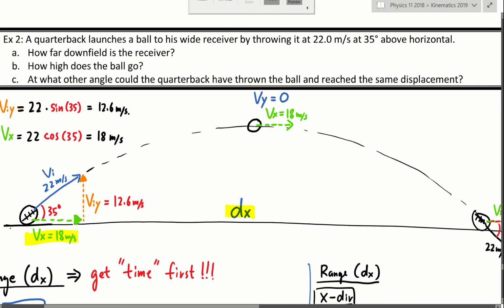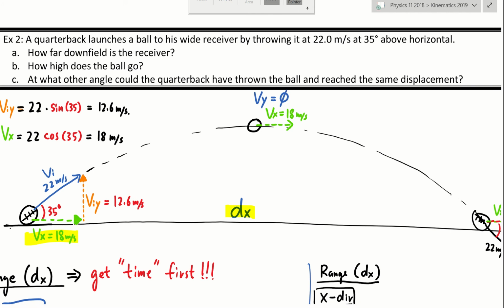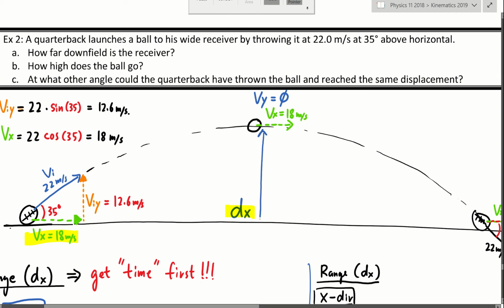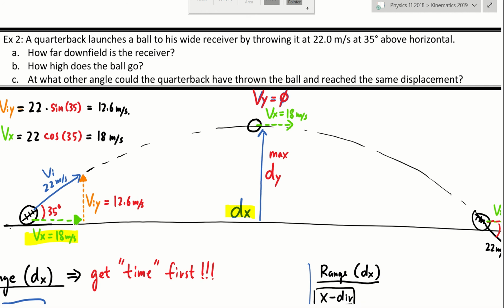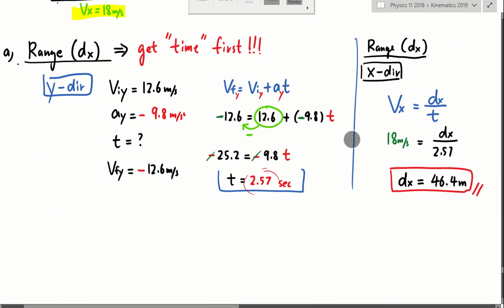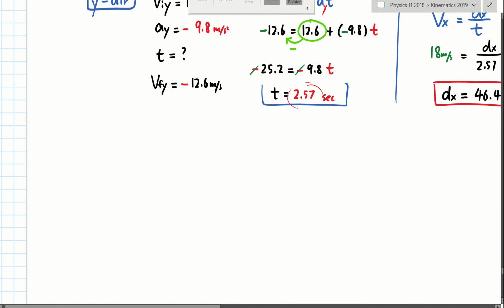0. At the maximum height, your vertical will have no speed. It only has a horizontal speed. And that will help us get this maximum height right here. So this is called the maximum height, right? So we will have to use the maximum height speed and the maximum distance, and then that will be something that we can do.